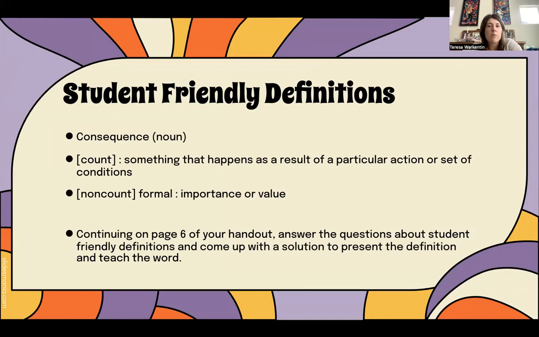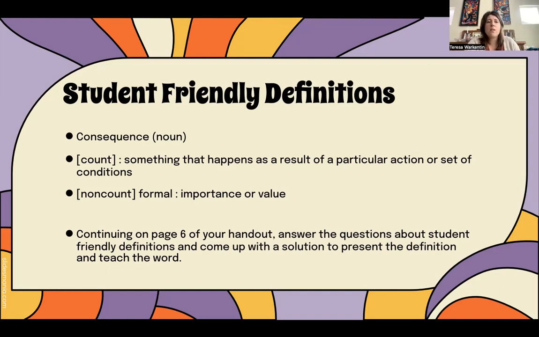Part of all these activities, I want to teach you a strategy called student-friendly definitions. Here's a word that is an academic language word we use across content areas: consequence. We also use this a lot in the field of education and classroom management. There are consequences. What is the consequence of this?